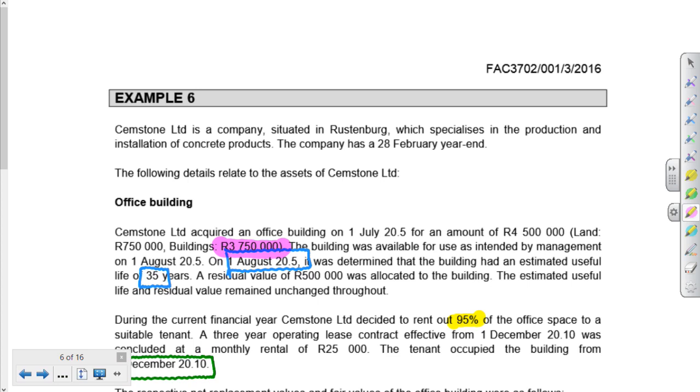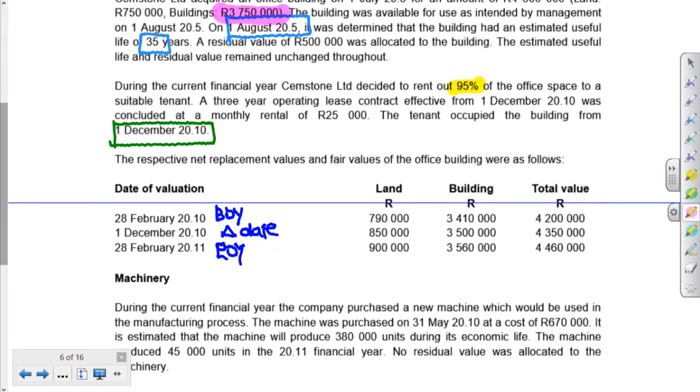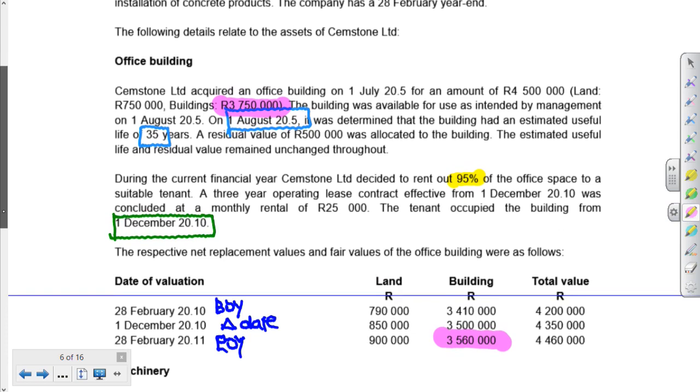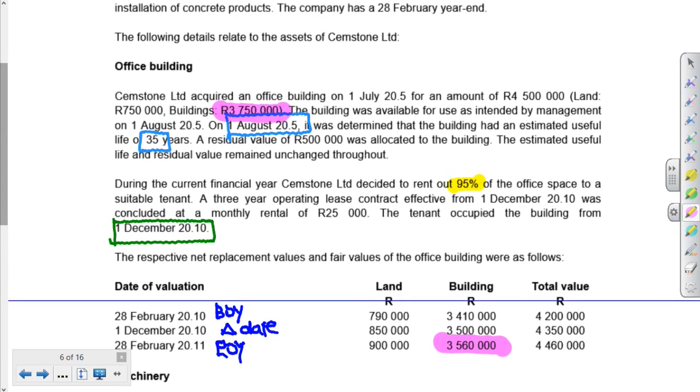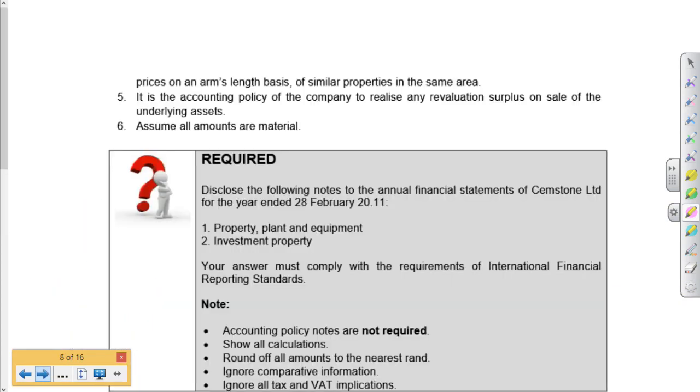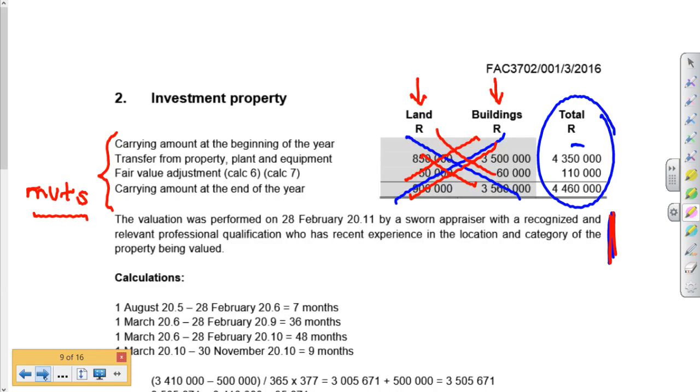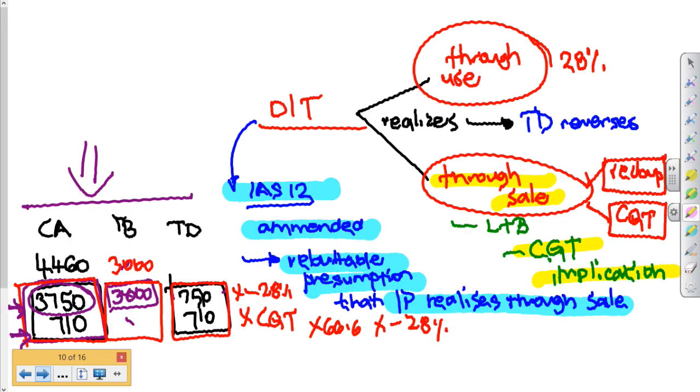and at year end it's in my books at 3560. Sorry, is that what I have? 4.5. I'm dealing just with the land.